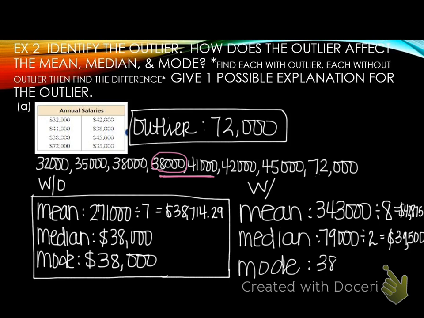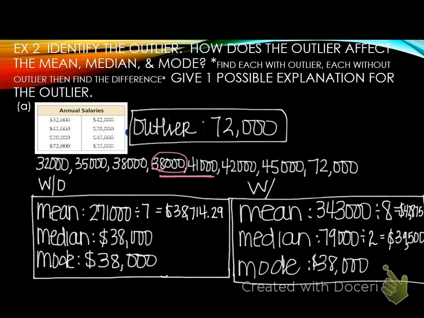All right, and then the mode. The mode is still 38,000. Everybody agree with that? Yeah, we added 72,000 back in the list, and so that did not change our mode at all. All right, so here's the second group of numbers that we are going to box in. And now we have to compare them. We have to compare the 2 lists because it asks us, how does the outlier affect the mean, the median, and the mode? So here's what we're going to do.